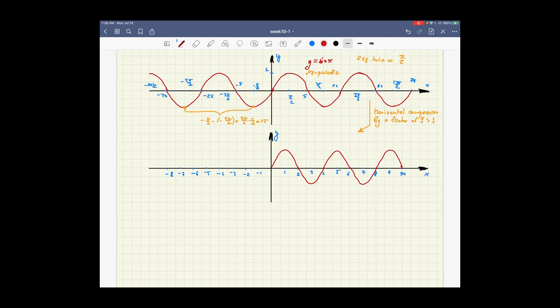So as expected, it's faster than the original graph. So on the left, accordingly, it will look like this. The period here is what? This is the graph of the function sine of pi over 2x.